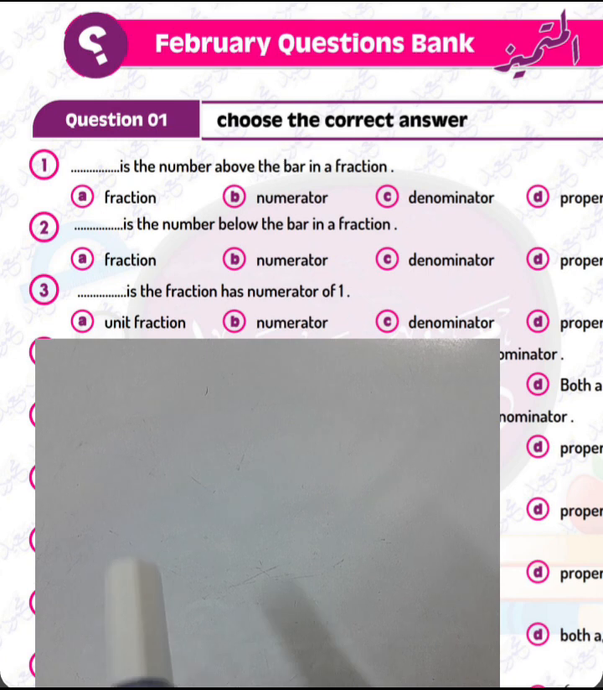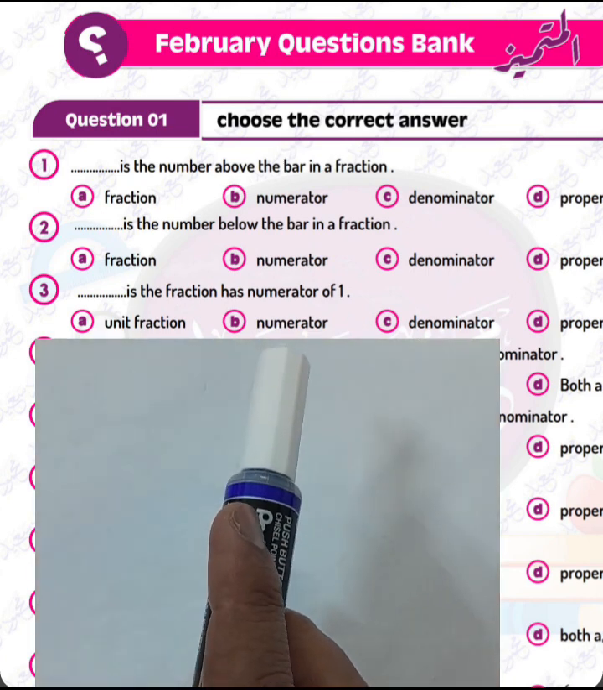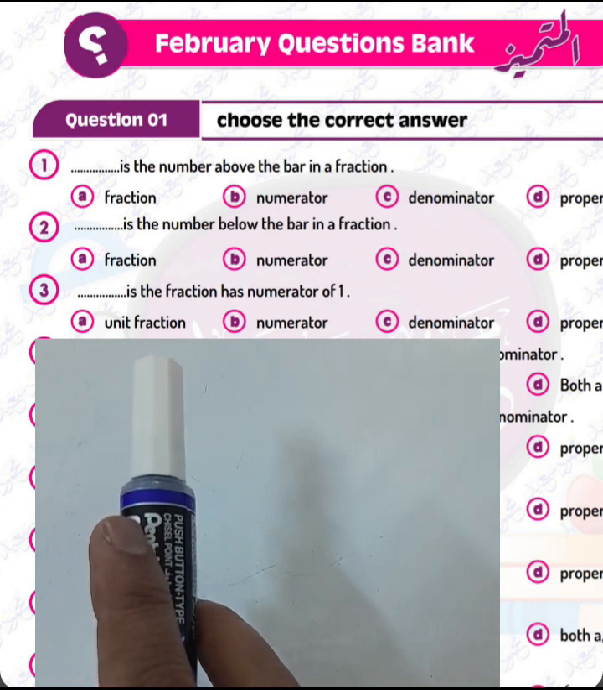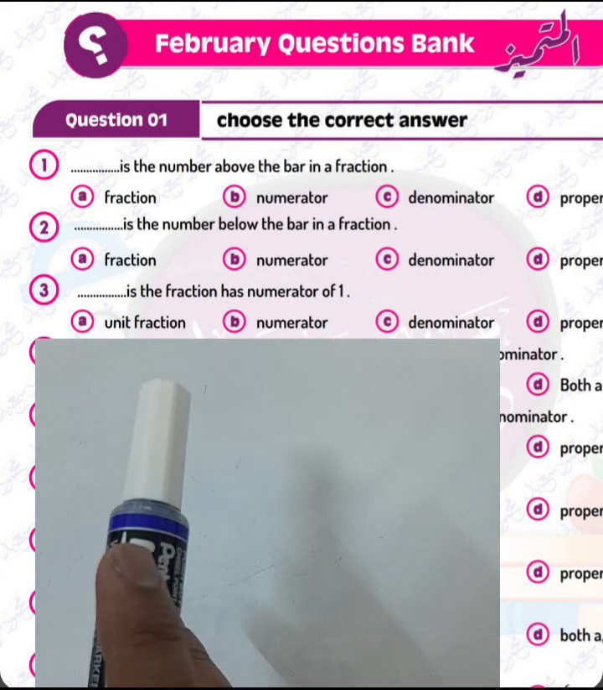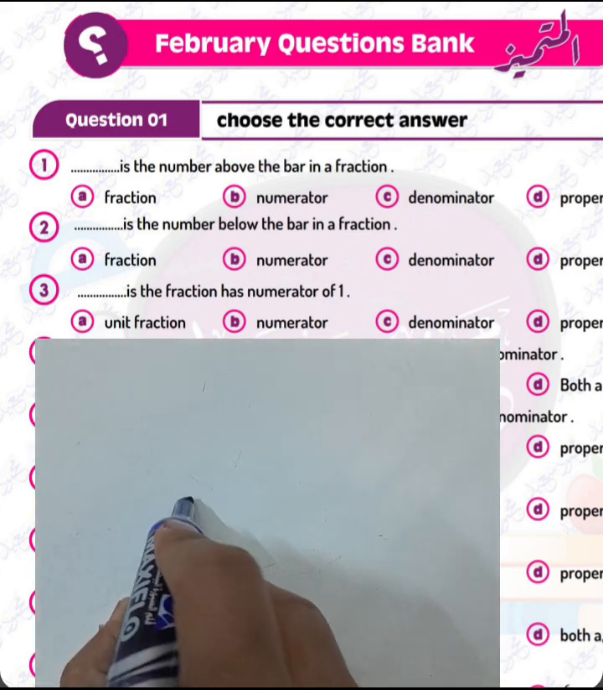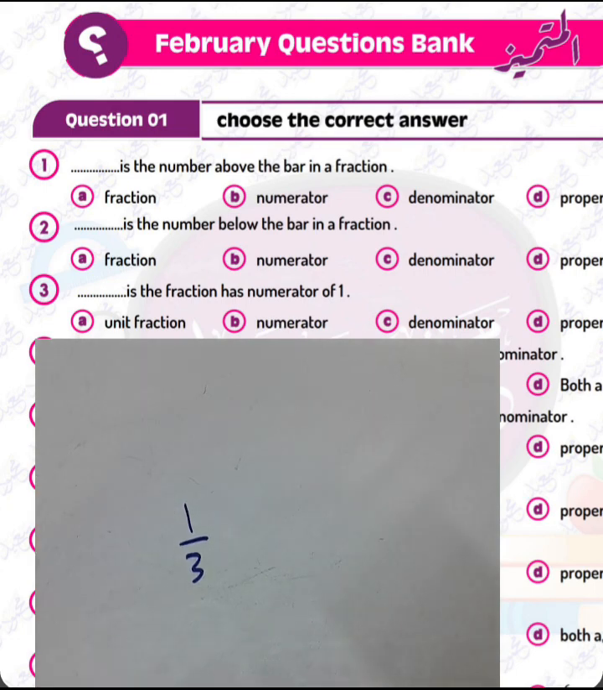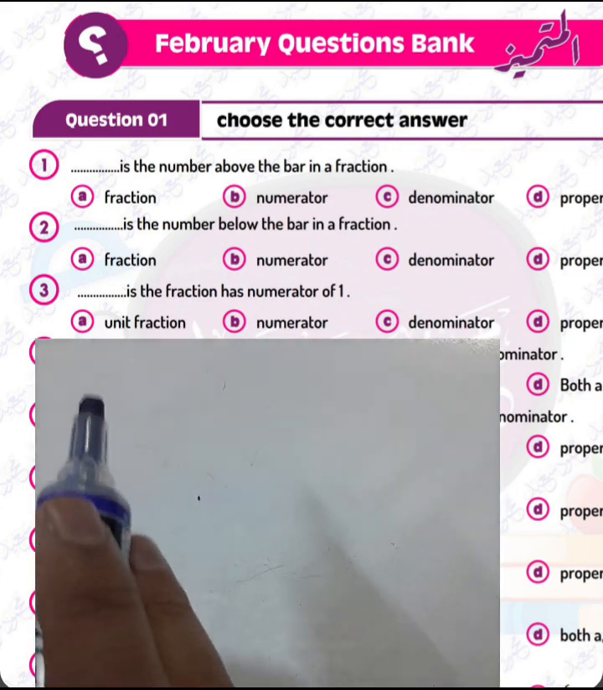Question number 3. Space here is the fraction has numerator of 1. We called it unit fraction. Unit fraction is the fraction has numerator of 1, such that 1 over 3. 1 over 3 we called unit fraction because numerator is 1. Then you must choose letter E.